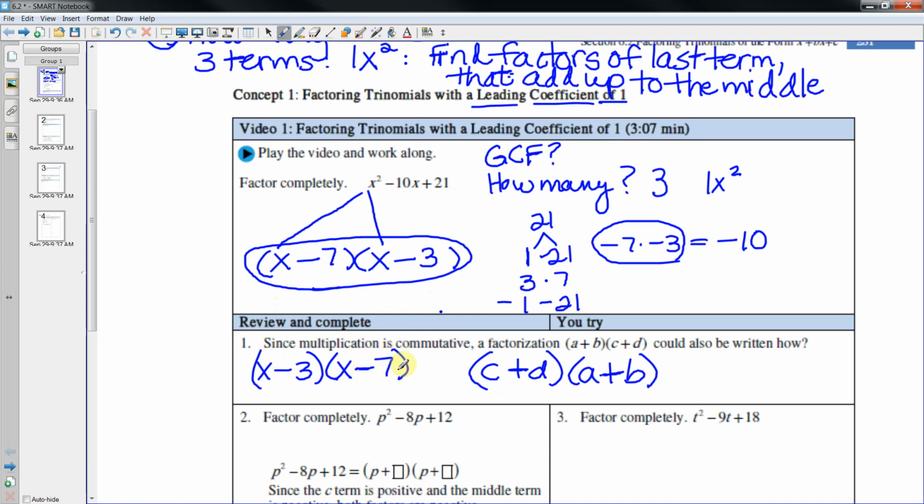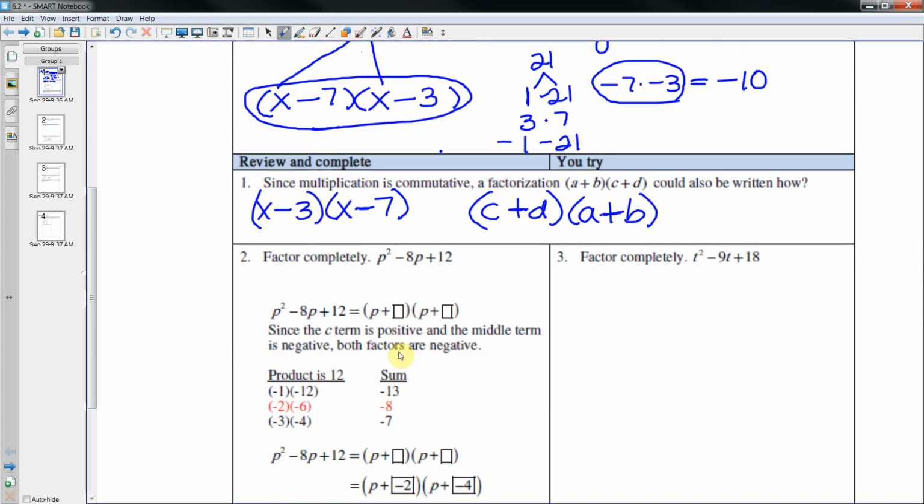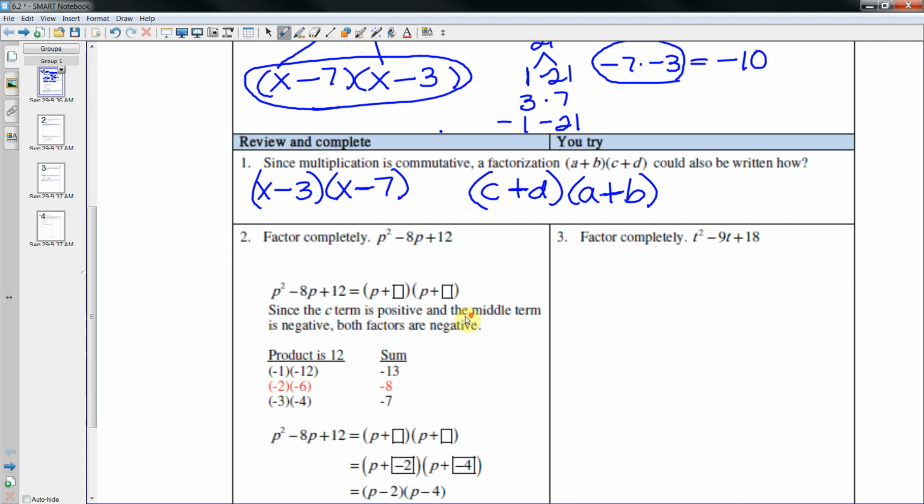Now, how can you check these? You could FOIL that back and check it and make sure you get x squared minus 10x plus 21 when you FOIL it. Okay, let's keep going. The more we do, the easier it gets.